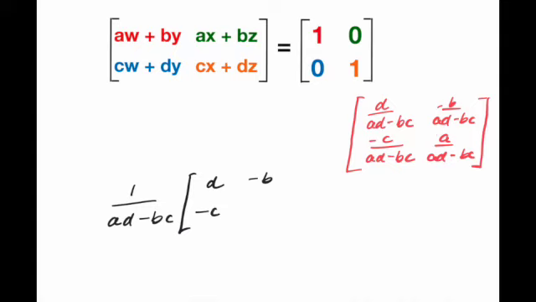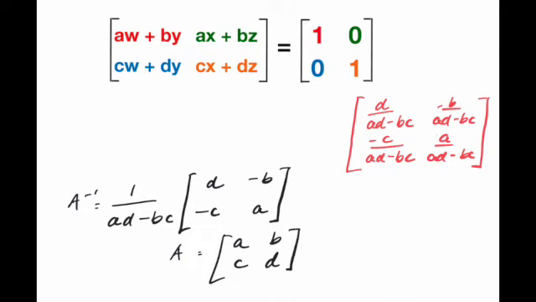Now that fraction out the front is significant because the value AD minus BC is called the determinant. And if that value is equal to 0, that means that no inverse matrix exists. So we'll label our inverse matrix A to the negative 1, and of course that's based on the matrix A, which is equal to AB in the top row and CD in the bottom row.